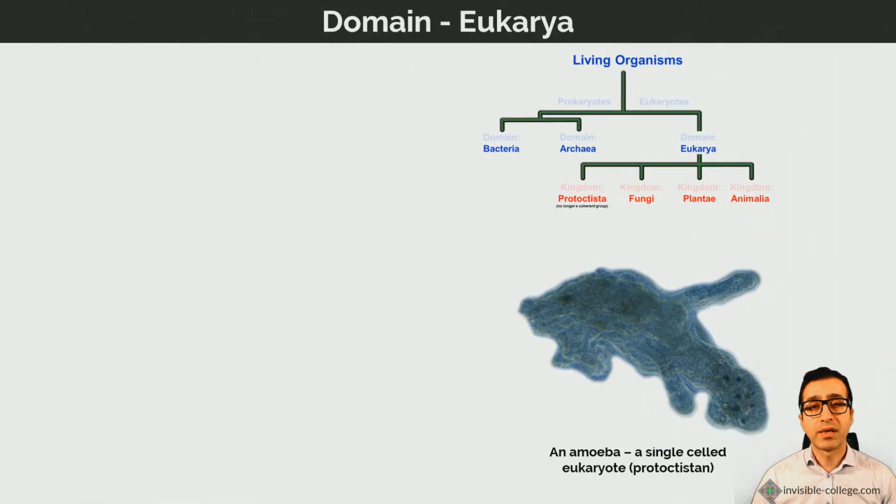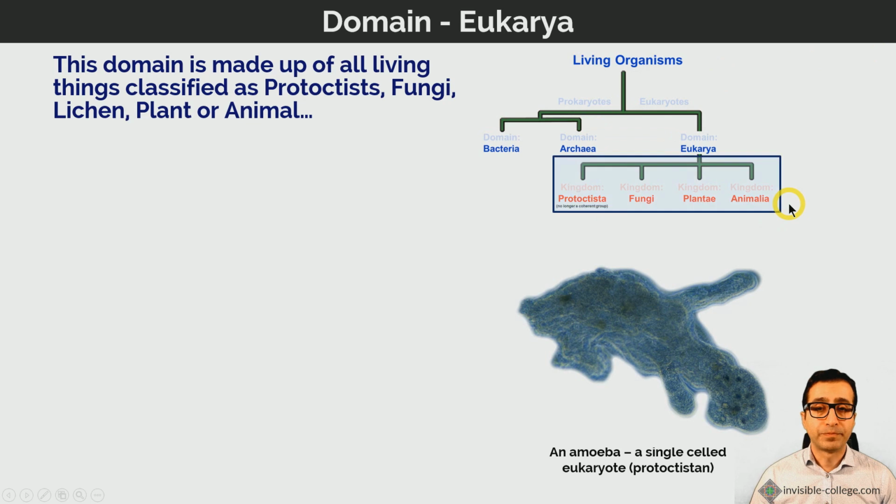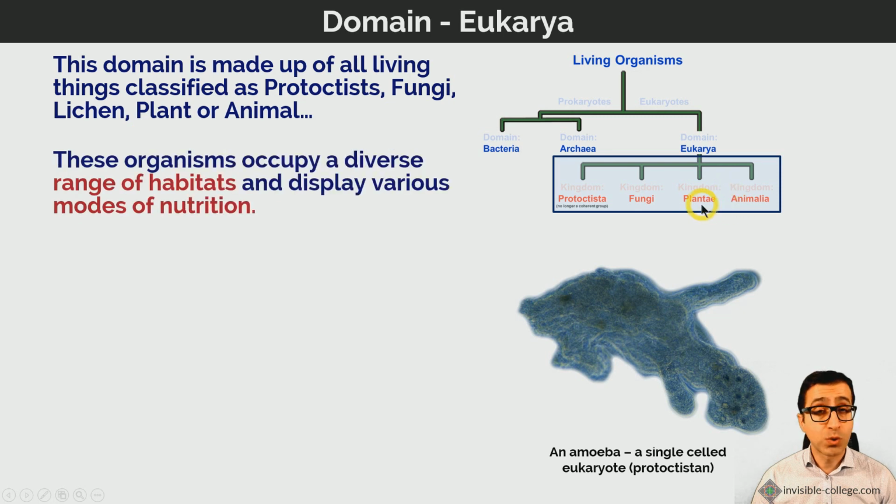So the domain of the Eukarya is made up of all living things which are classified into these kingdoms. So, as you might expect, these organisms of these different kingdoms are found in all manner of different habitats and display various types of nutrition. Some of them are autotrophs, organisms that obtain their nutrients from the environment and environmental energy, such as by photosynthesis, and some are heterotrophs, animals that, for example, eat other animals and plants.